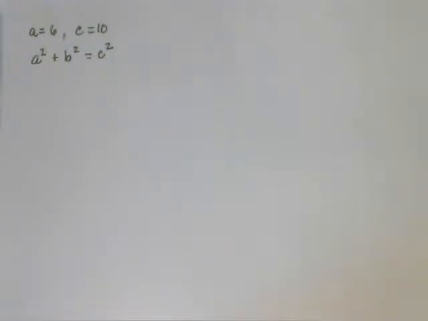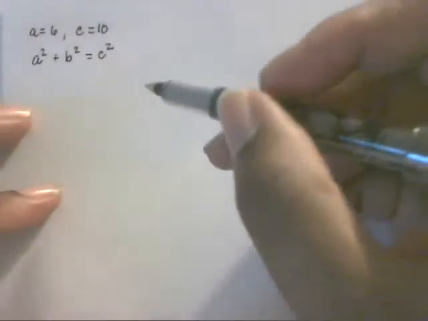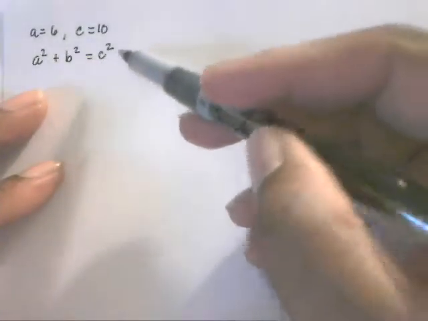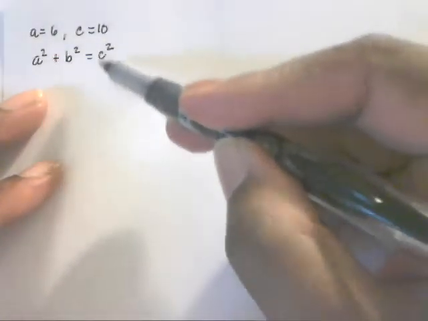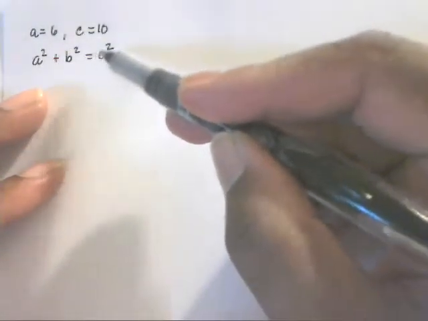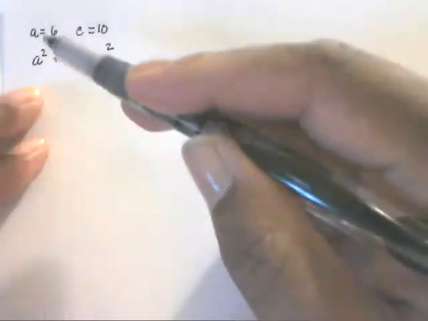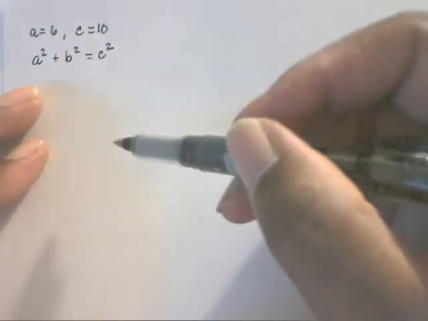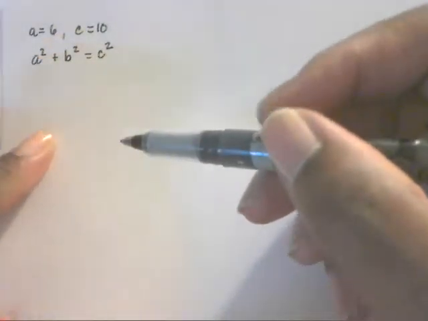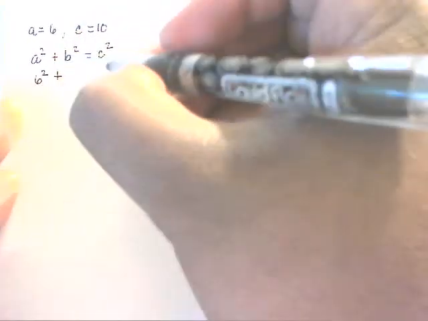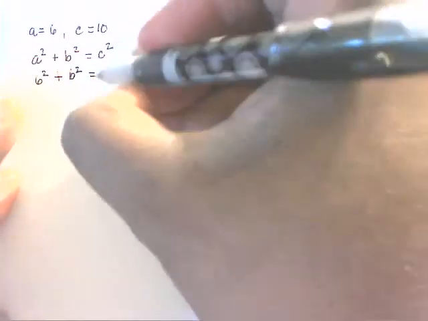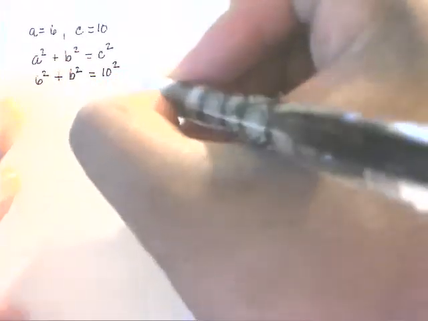Now the formula for the Pythagorean theorem is this. That's A squared plus B squared is equal to C squared. In other words, the square of the hypotenuse, which is C, is equal to the sum of the squares of the lengths of the other two legs, A and B. I know what A is, that's 6, so I replace the A with 6, so that'll be 6 squared, plus B is what I'm trying to find, so that's B squared, is equal to C, which is 10, that's going to be squared.